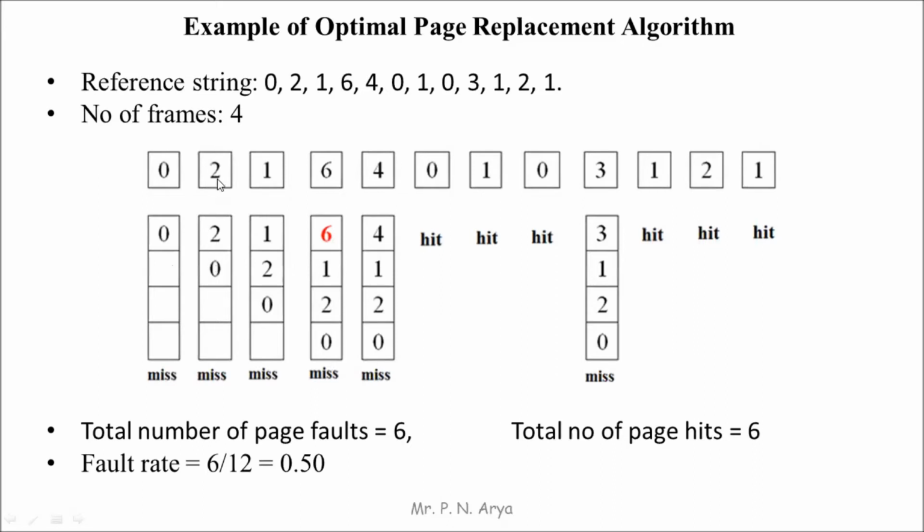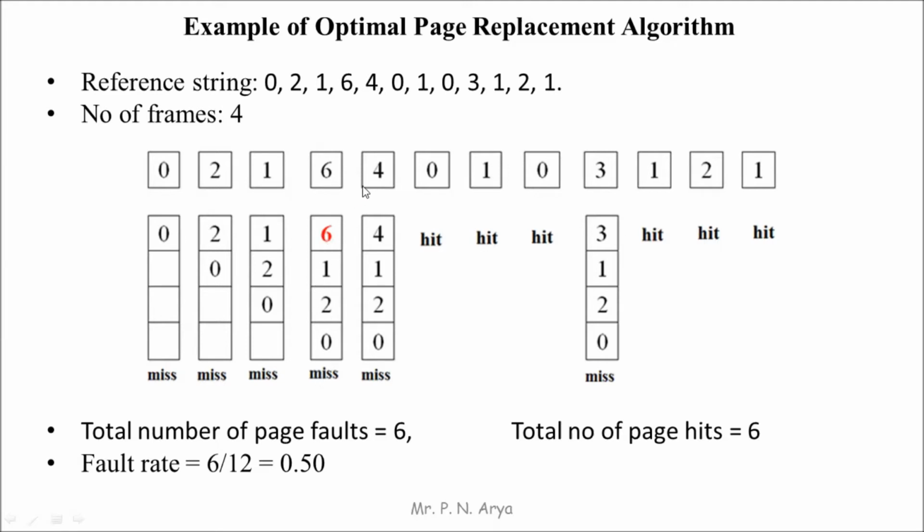Page 2 will be called from secondary memory, swapped from disk to the main memory, so 2 is also put in the frame. Next is 1. Page 1 is not available in the main memory, so again a page fault, and 1 is put in the frame from disk. Next is 6. Page 6 is also not present in the main memory, so again a page fault occurs and 6 is loaded from secondary memory to the primary memory. Now all frames are filled.